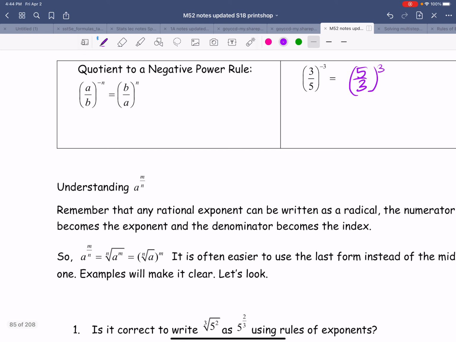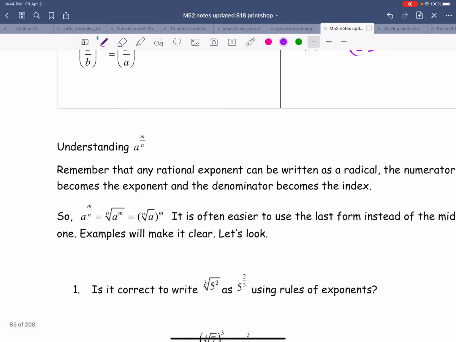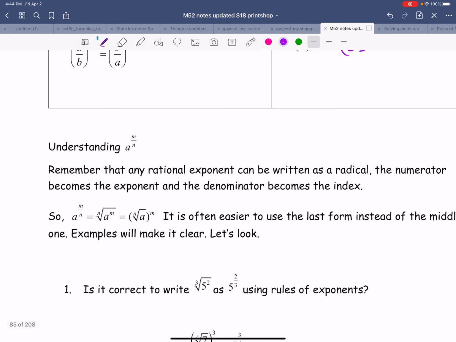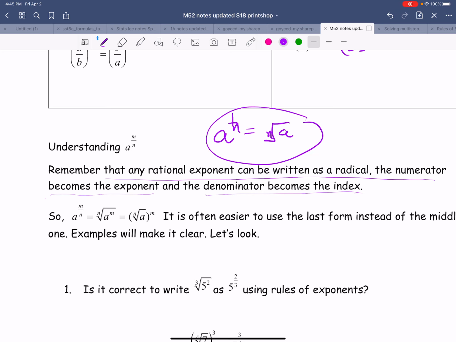Understanding a to the power m over n. Remember that any rational exponent can be written as a radical, where the numerator becomes the exponent and the denominator becomes the index. So far we talked about a to the power 1 over n, and we said it's equal to the nth root of a. Now we're talking about a to the power m over n.